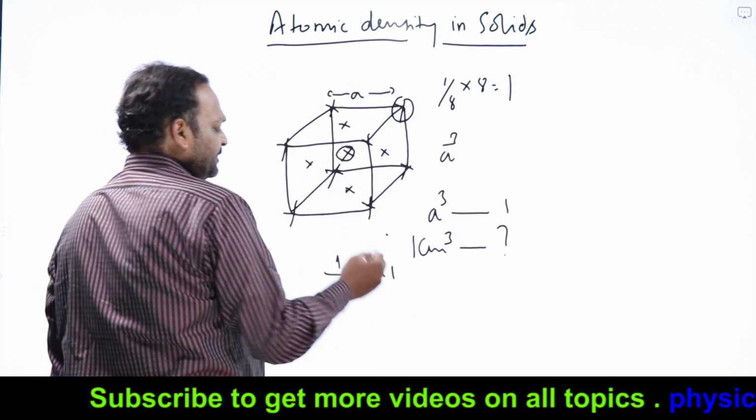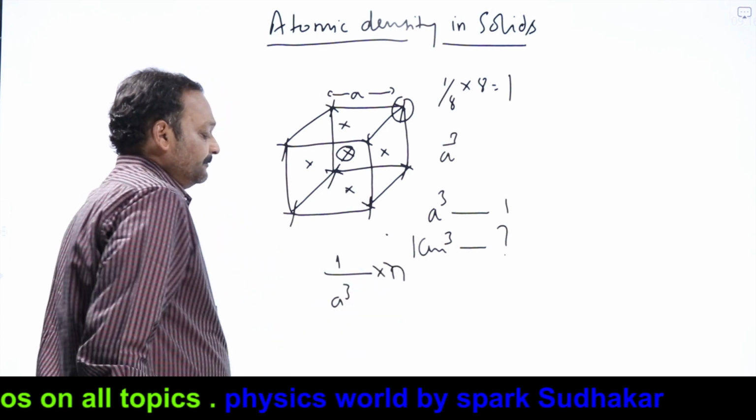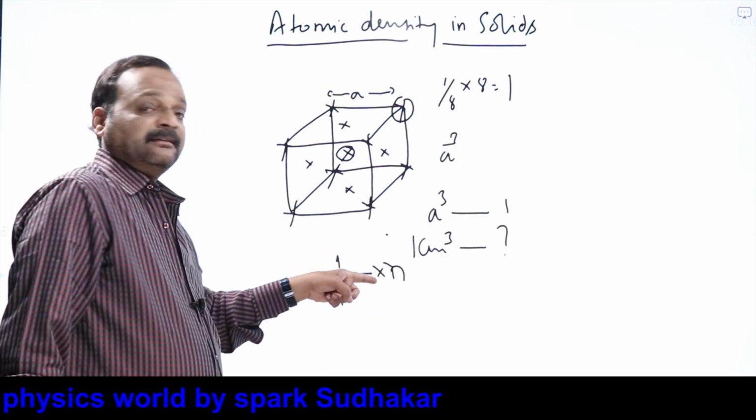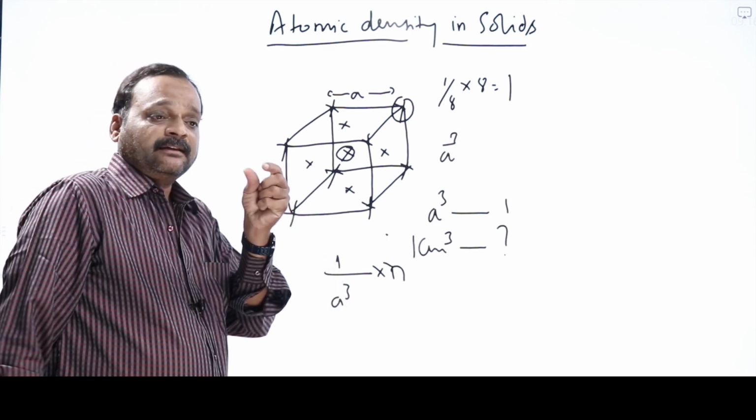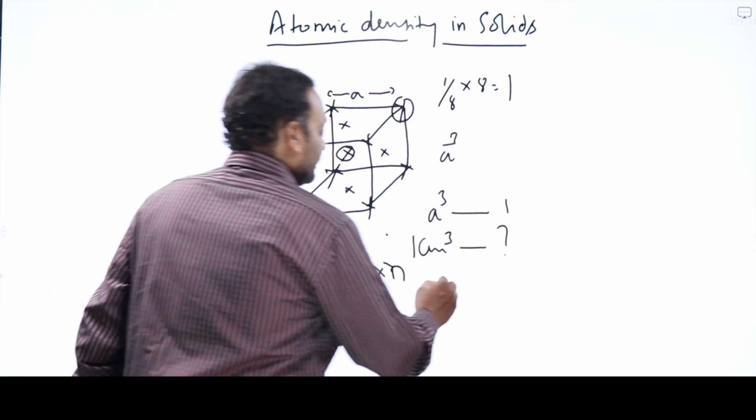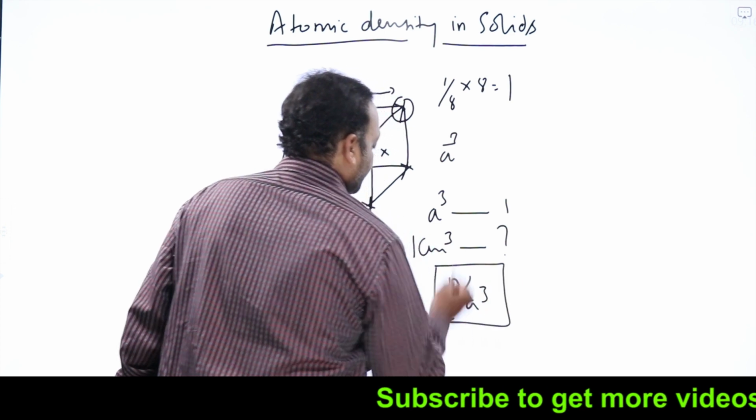So, in general, I take this as N. If there are N atoms per unit cell, the volume atomic density, the number of atoms per unit volume, will be N by A cube. Remember this formula, N by A cube.